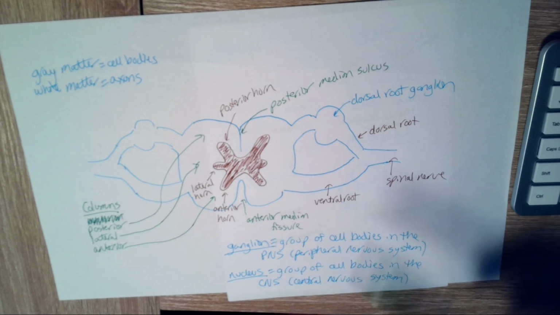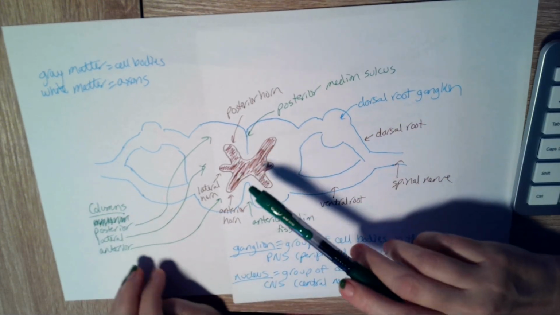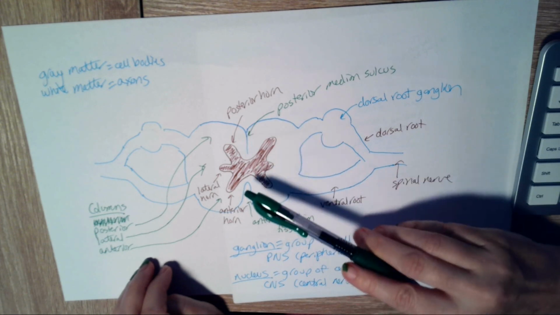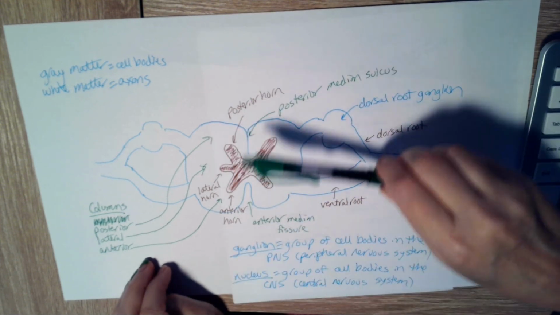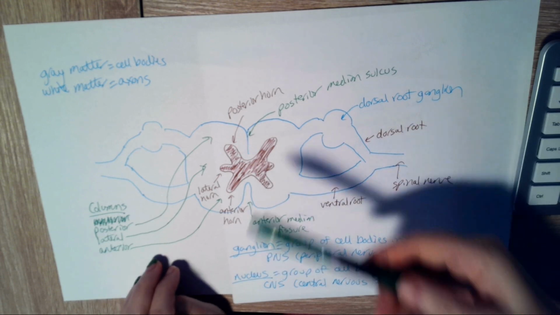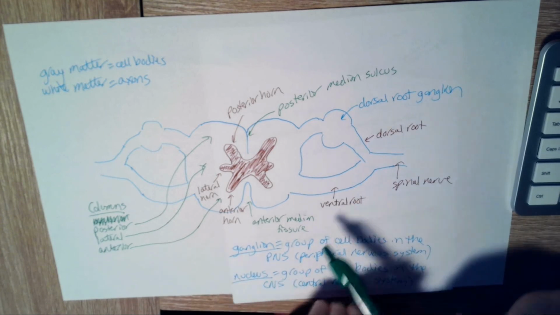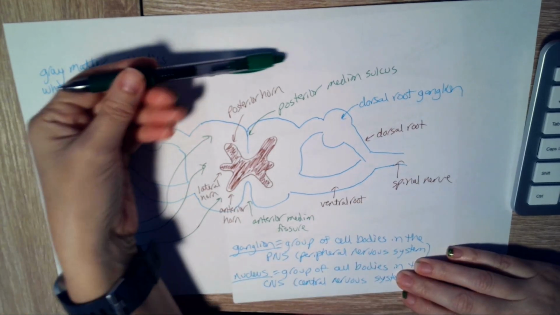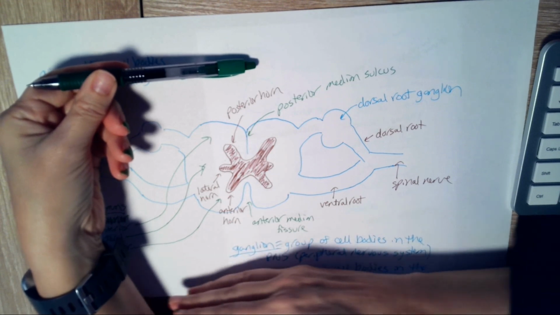Okay, so let's look at the spinal cord. When we're looking at this picture, it's like we're looking at it from above. So you took the spinal cord and you just kind of chopped it side to side so that you can look down on it this way. So your back would be over here, your belly would be over here.